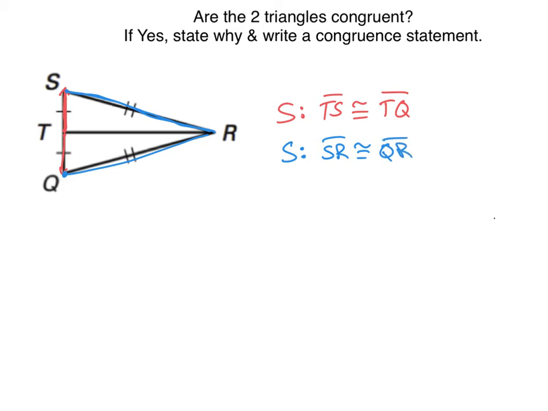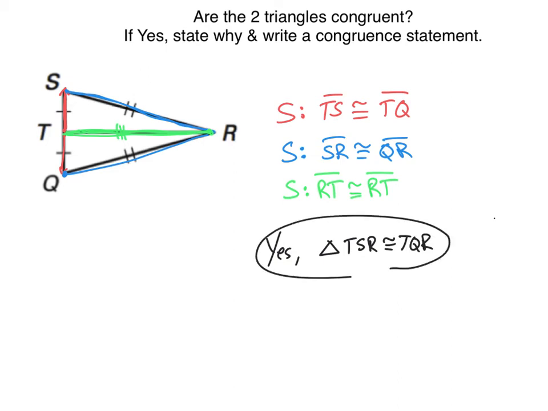And then let's think about it. Isn't this segment the same for both? So I have a third set of sides congruent, and I went from blue down to red, so that'll be RT is congruent to, in the other triangle, from blue down to red, also RT. They are congruent. I have side, side, side. So yes, triangle TSR is congruent to triangle TQR. I have a congruence statement by side, side, side.